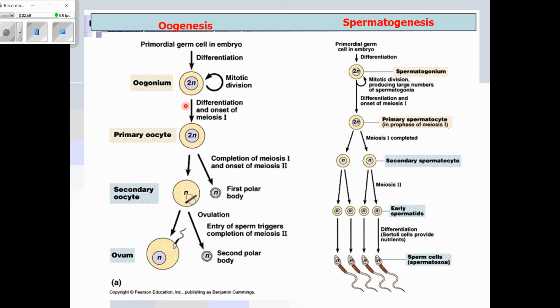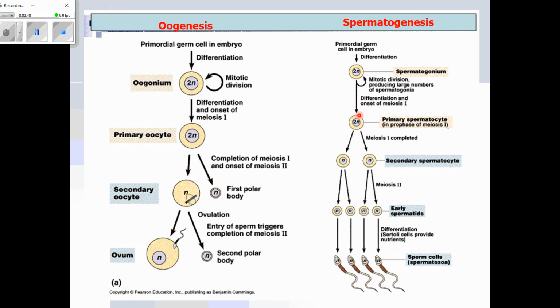And so one of the big differences in gamete production between men and women is that in male animals, the spermatogonia, this cell is called a spermatogonium, the diploid cell that makes up the testes, continue to divide mitotically, making more and more primary spermatocytes. So there's a continuous resupplying of primary spermatocytes throughout life.